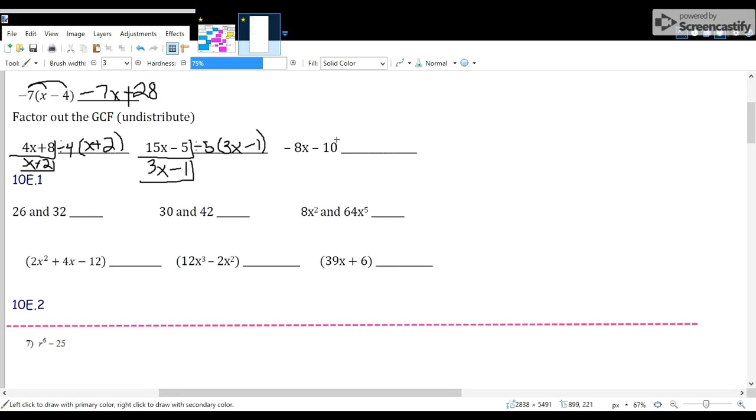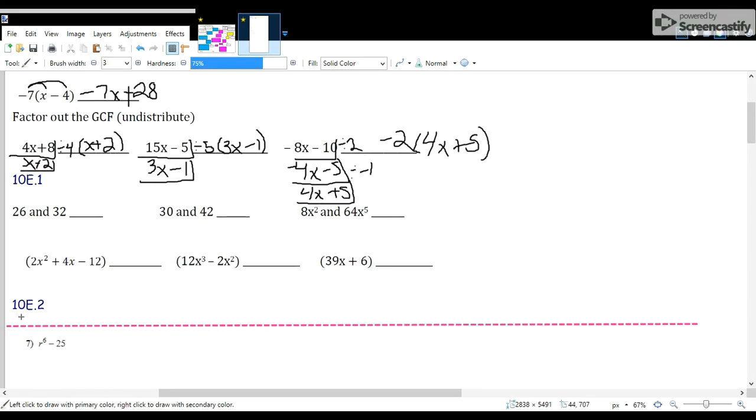Okay, let's look at the last one here. -8 and -10 share a common factor of 2 because they're both even. I have -4x minus 5. Notice that both of these are negative. So we're going to go ahead and factor out -1 as well. Okay, they do not both have an x. So we have 2 times -1, -2, parentheses, 4x plus 5.